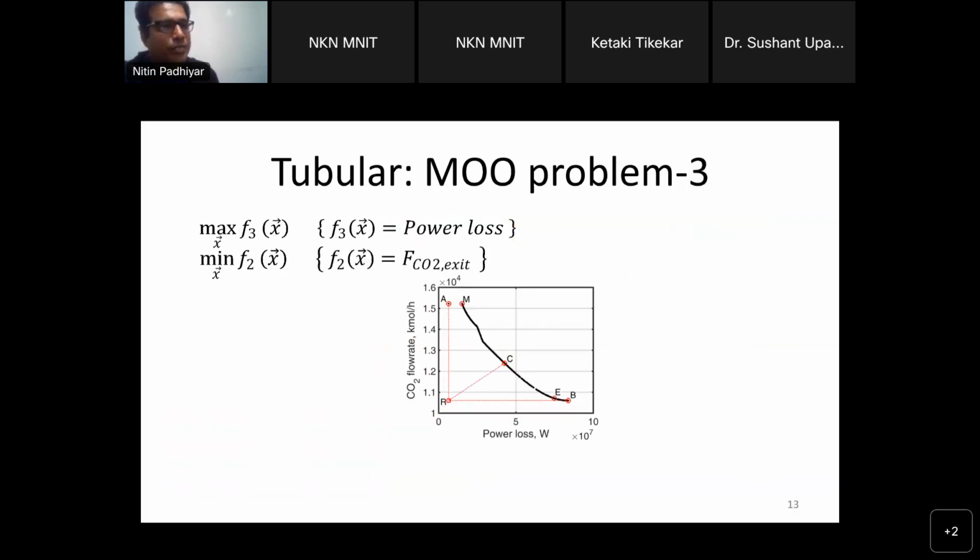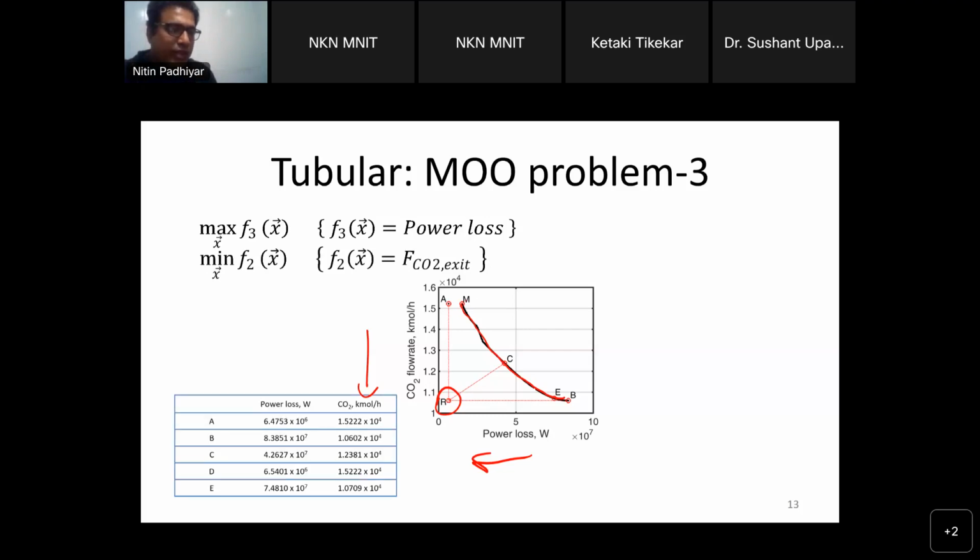Okay. And the third problem, we took the third combination, power loss minimization and carbon dioxide emission minimization. Both these minimizations. So I want to minimize power loss and I want to minimize carbon dioxide. So this is the ideal point. All the points which are closest to this ideal point are these points. And again, I have several points on this curve which can be realized by feeding the right conditions. And these 5 points, A, B, C, D, E, are tabulated here as well.